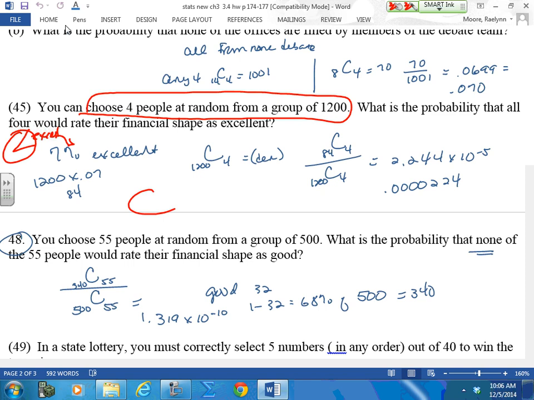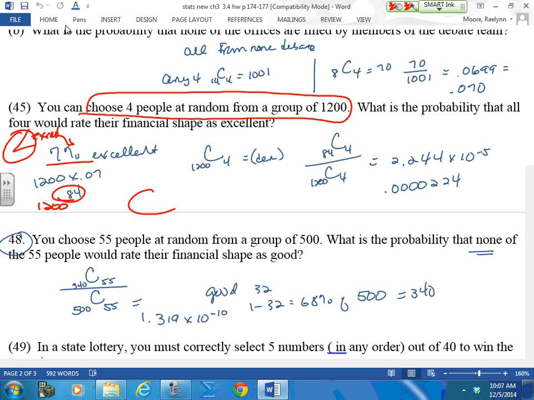They told you that your group consists of 1,200 people. So why do they need to tell me that it's 1,200 people? So you know which numbers to work with. So take 7% of 1,200. So out of the 1,200 people, 84 rated it as excellent. Okay, that's our first step. We're still looking at a combination because it doesn't matter what order they say.